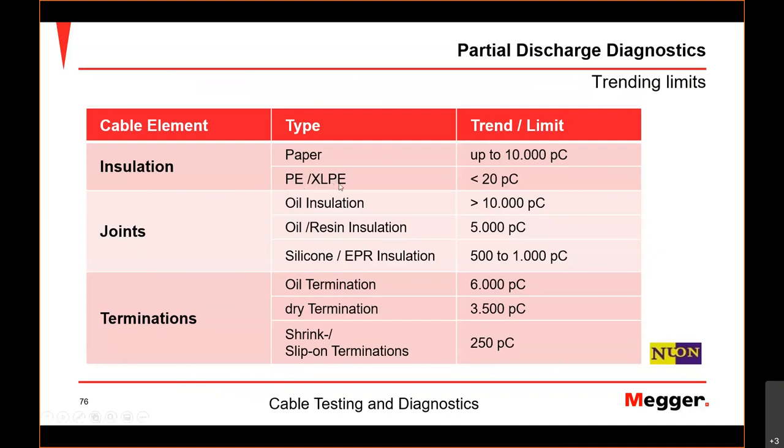XLPE insulation has less than 20. That's what I said. From production, you have 2 or 5 picocoulomb that we could not even measure in the field. If we measure 100 as the smallest number we can measure in the field, then you see 20 is disappearing in the noise level. I mean, the instrument can measure down to, I think, 5 picocoulomb or even lower, but in the field we will never see that. The instrument is good enough to do that, but our field conditions don't allow that.